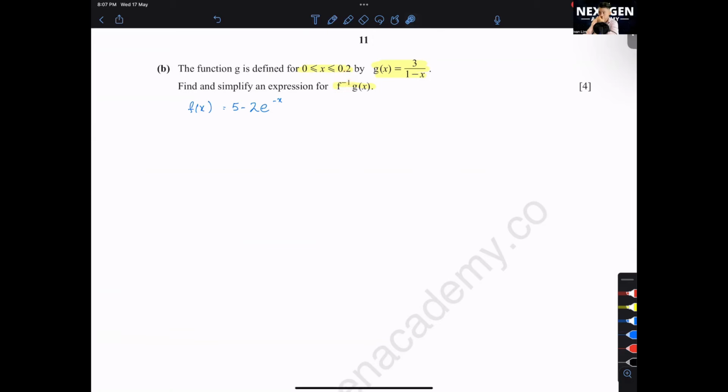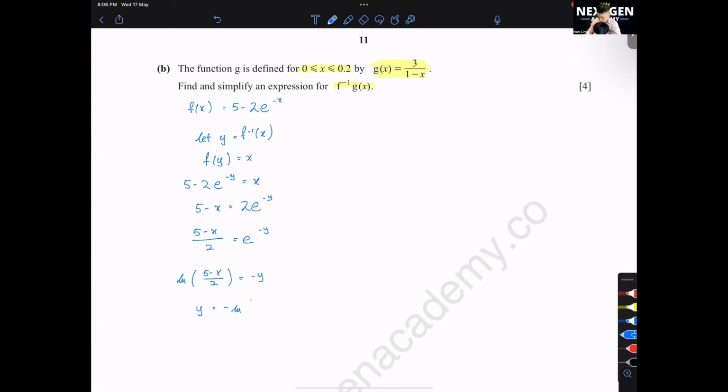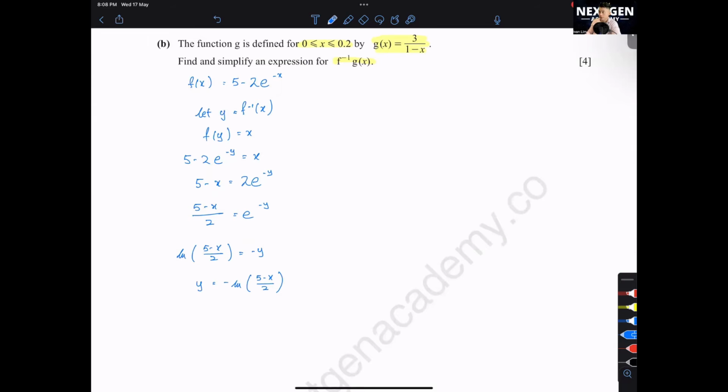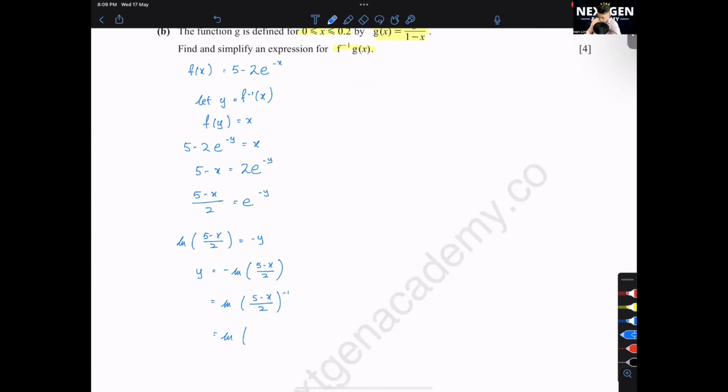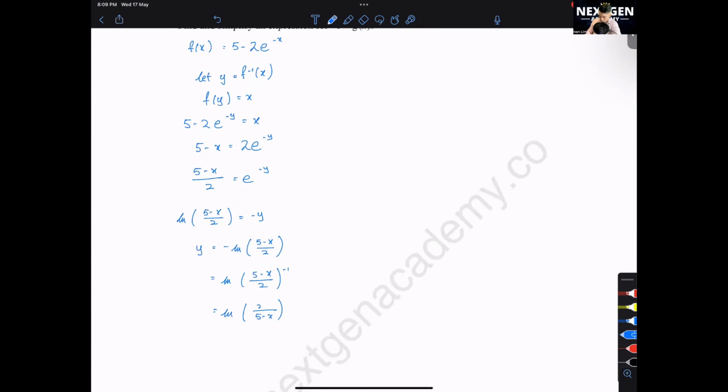So we need to find what is the f inverse first. Let y equals f inverse x, so f(y) equals x. We're going to solve for this. 5 minus 2e to the power of negative y equals x. 5 minus x equals 2e to the power of negative y. 5 minus x over 2 equals e to the power of negative y. Then inverse it, this will be ln of (5 minus x over 2) equals negative y. So y will be negative ln of (5 minus x over 2). You can also bring the negative up to the power: ln of (5 minus x over 2) to the power negative 1, which will become ln of 2 over (5 minus x). So this is your f inverse x.